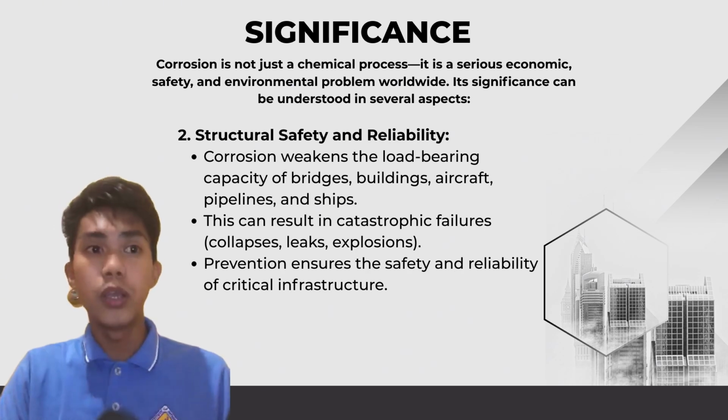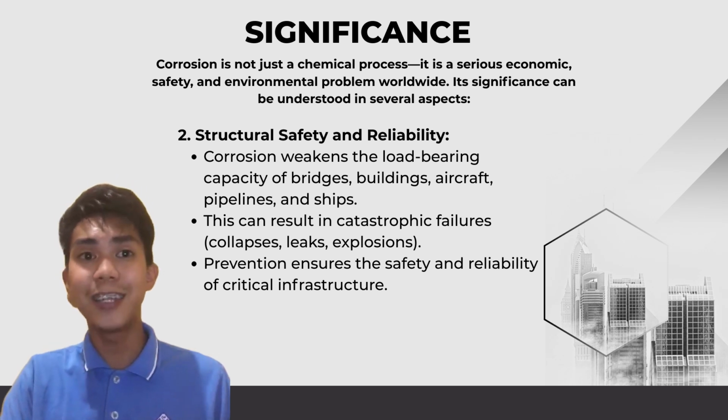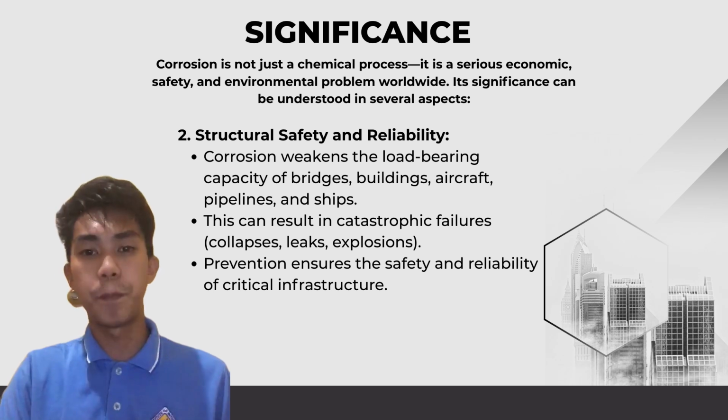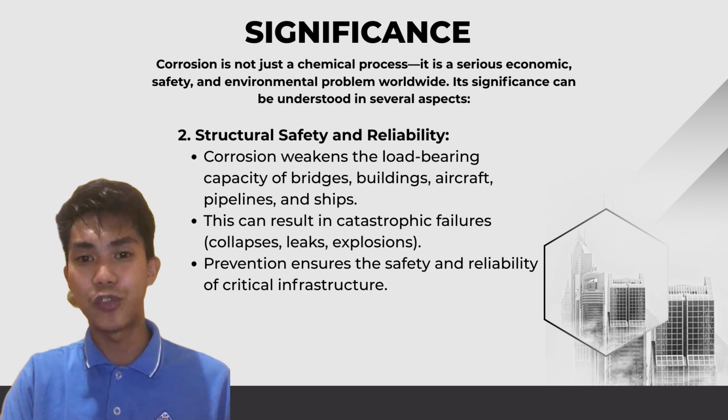Number two, structural safety and reliability. Corrosion weakens the load-bearing capacity of bridges, buildings, aircraft, pipelines, and ships. This can result in catastrophic failures, collapse, leaks, or explosions. Prevention ensures the safety and reliability of critical infrastructure.